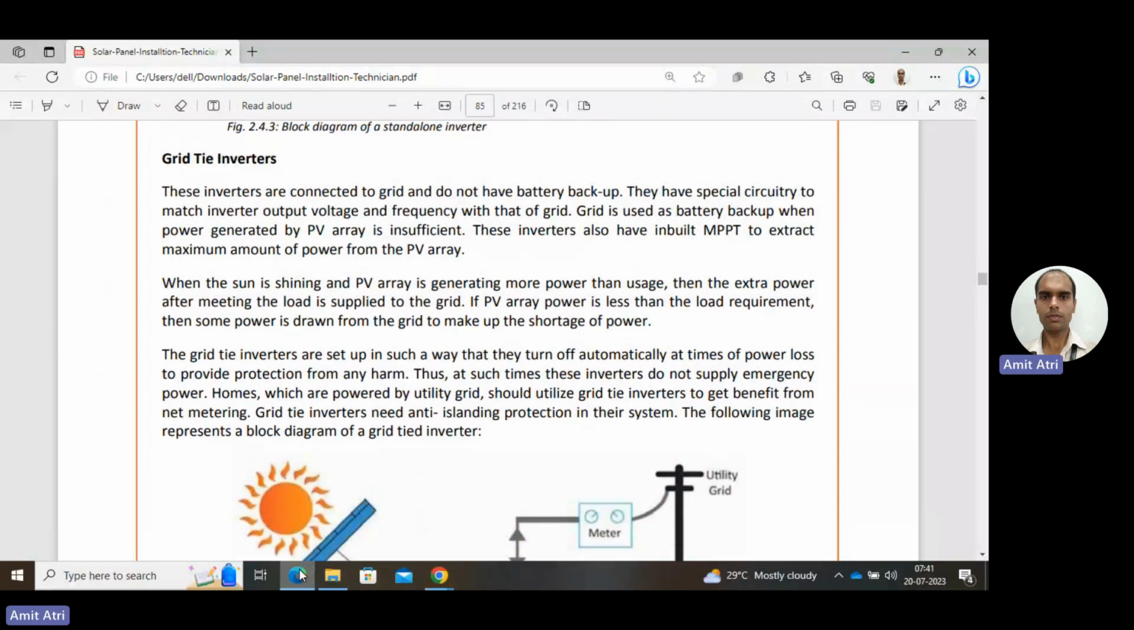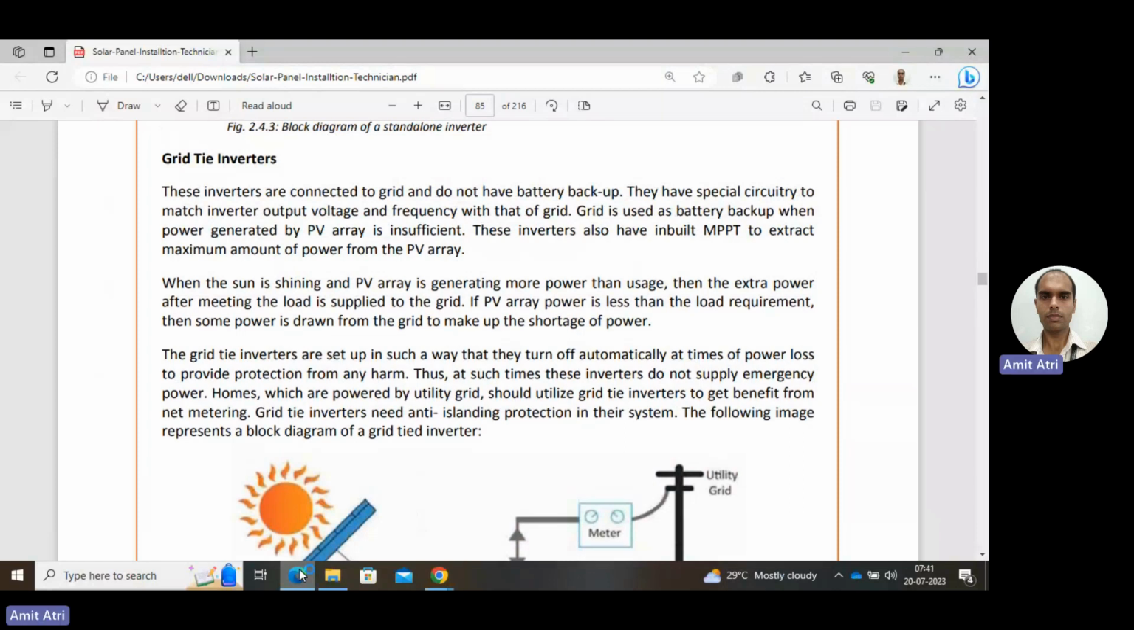The grid frequency is usually 50 hertz, but could go up and down a little bit, say 49.5, depending on the load and generation situation, a mismatch or something. So that should be matched, because the energy we are feeding to the grid should have the same voltage and frequency as that of the grid. So the grid is performing the task of a battery backup in this case.